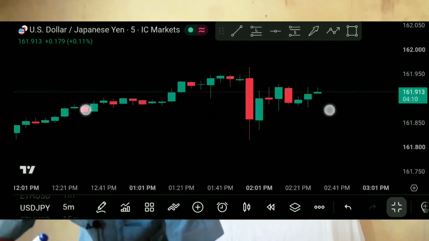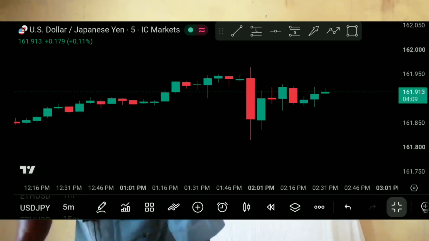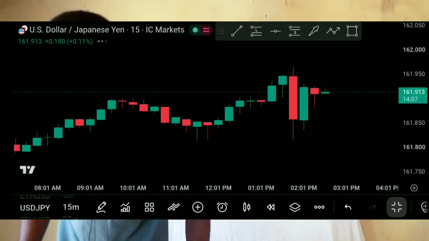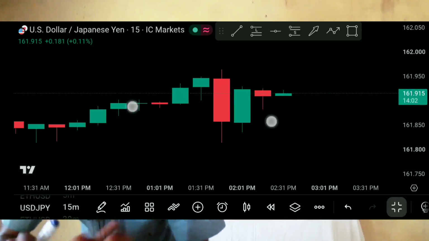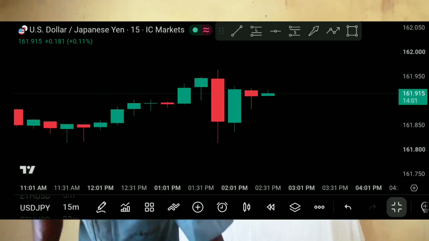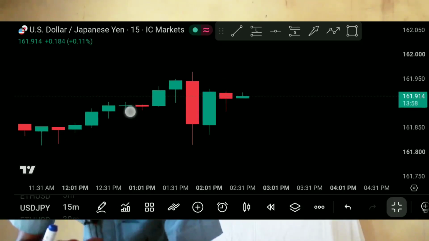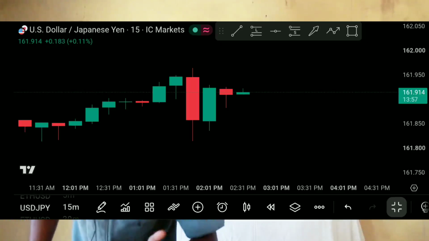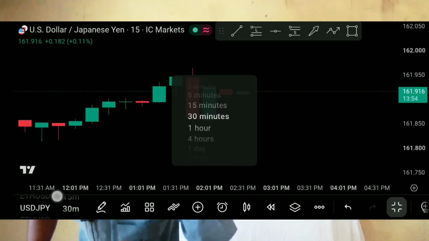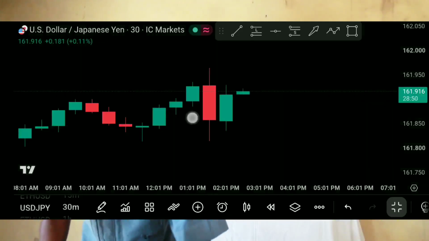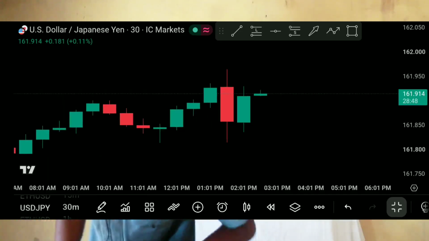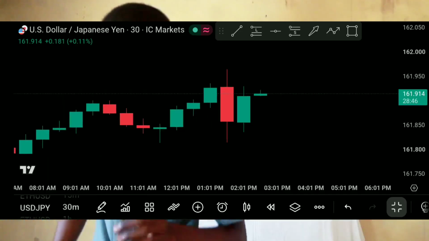Now, let's go higher to the 5 minutes time frame. Each of these candles takes 5 minutes to form. Let's go higher to the 15 minutes time frame. Each of these candles now takes 15 minutes to form. That means two of these candles is going to be 30 minutes. So two of the 15 minutes candles make the 30 minutes time frame. Each of these candles takes 30 minutes to form.